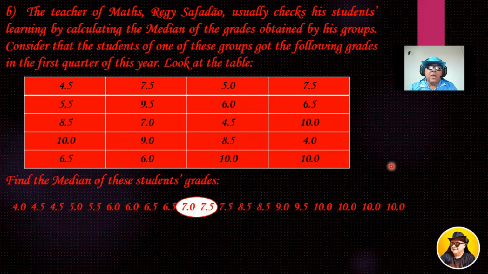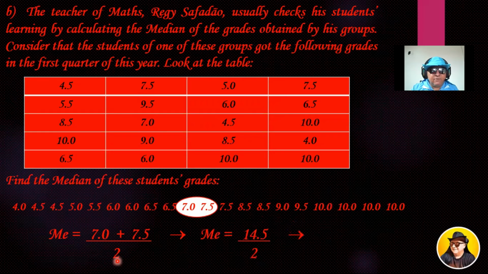So when it happens, you do it differently from the first example, example A. When it happens, you have to add those terms in the middle, and you have to divide them by two, always divide them by two. All right, so 7 plus 7.5 over 2. Let's do it. 7 plus 7.5 is 14.5, over 2. Easily we see that the median is 7.25.